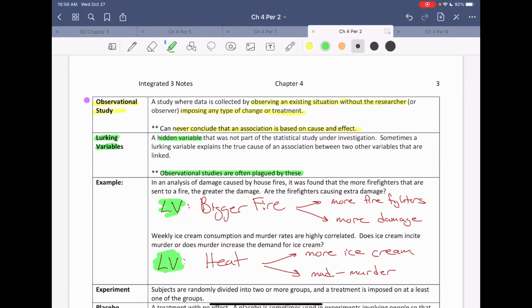Okay, kind of the opposite of observational study, and also a vocab word, is experiment.